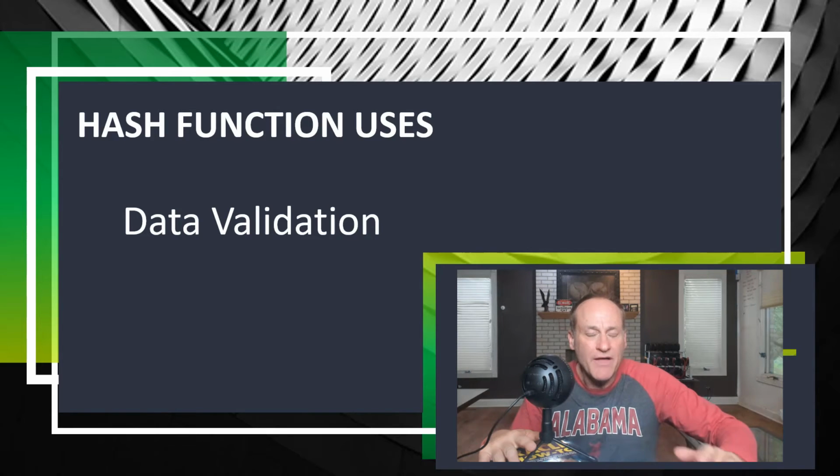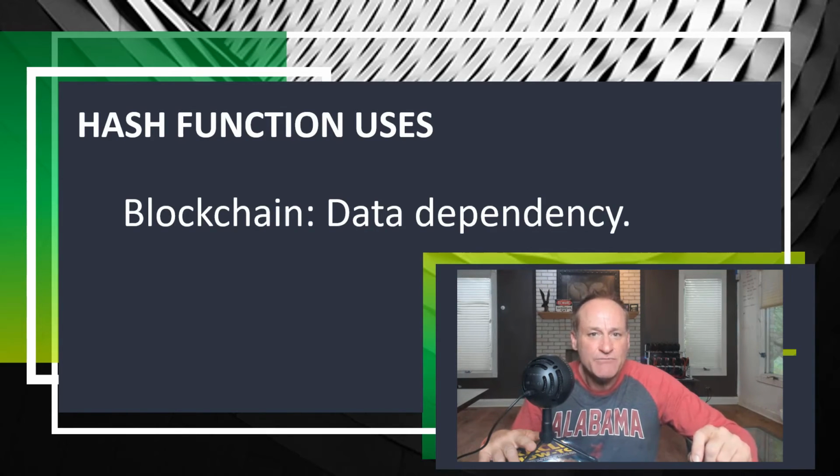Now, when we're talking about blockchain, hashing is very key in what's called data dependency. In the blockchain, each block is dependent on the prior block. So when a block is created on the blockchain, a hash function is run and a hash is created, and then that hash is used in the next block, so that you can't change a previous block without changing every block that comes after that. So that's the concept of data dependency, and that's a really important key to blockchain. Hashing and data dependency is one of the things that makes blockchain what it is.